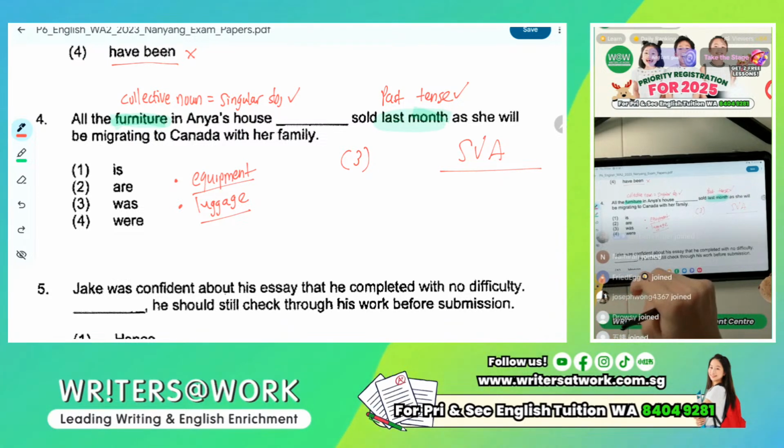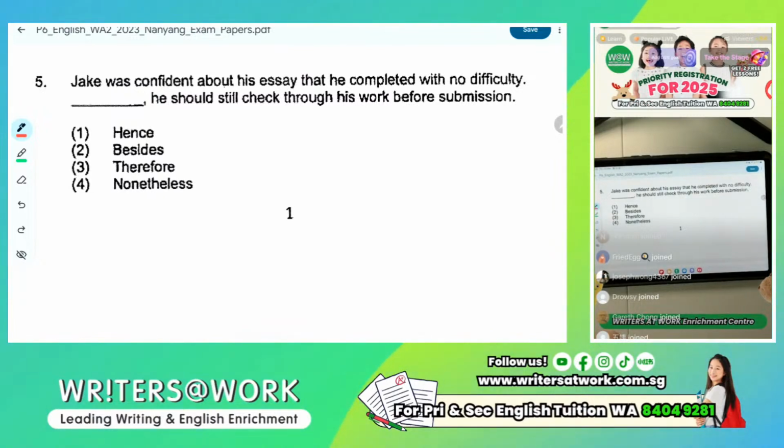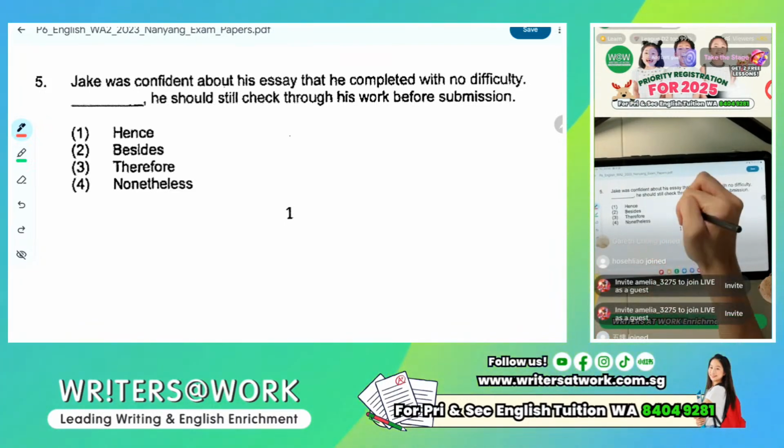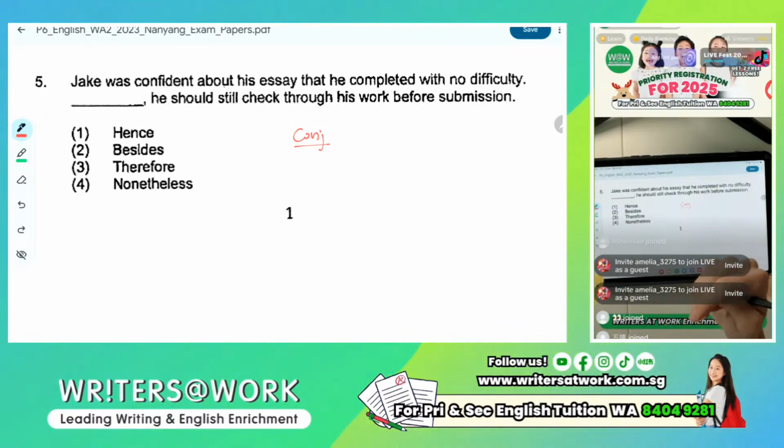Alright, looking at question 5. Jake was confident about his essay that he completed with no difficulty. ___, he should still check through his work before submission. So we are interested in a conjunction question here. Conjunctions are your linking words that connect information together. So we observe the first piece of information is he completed his work with no difficulty.